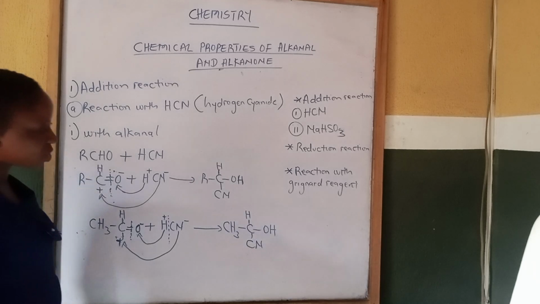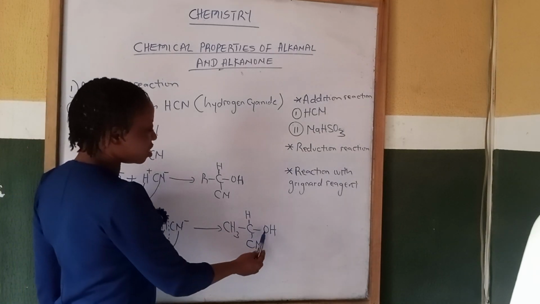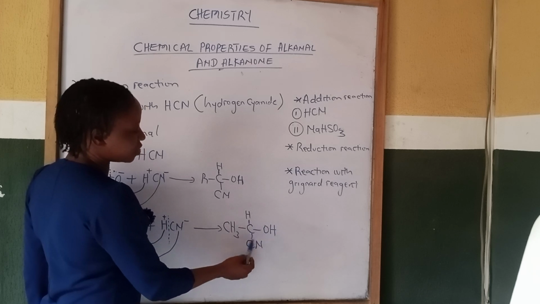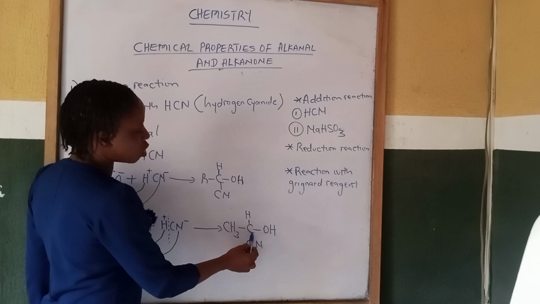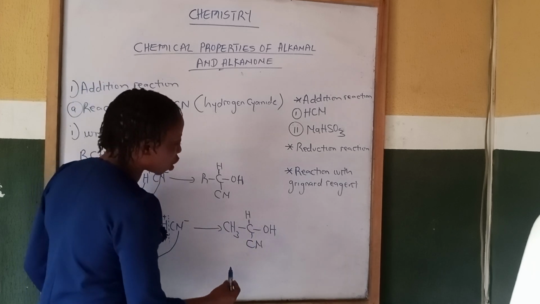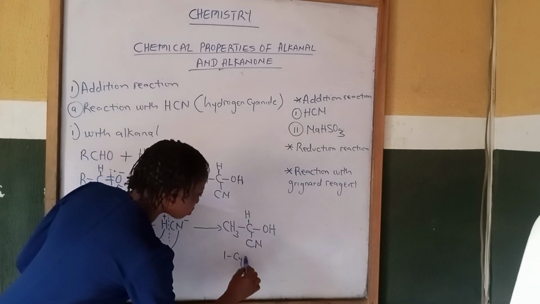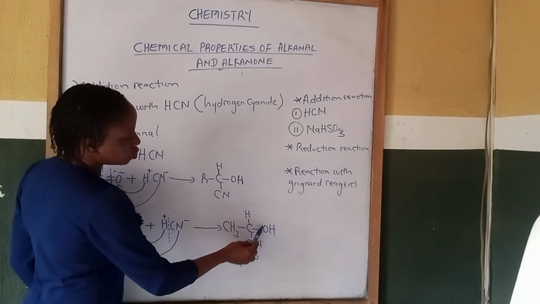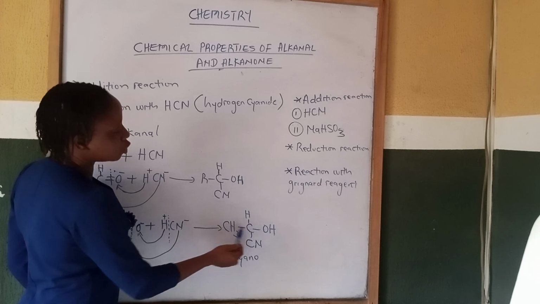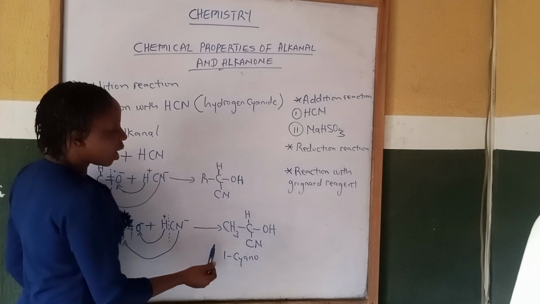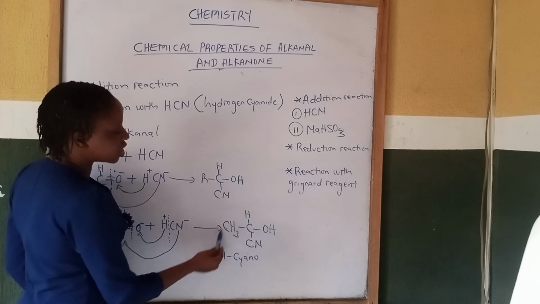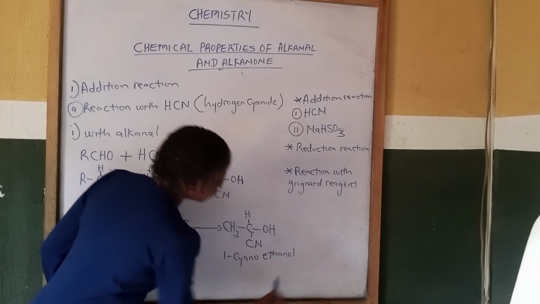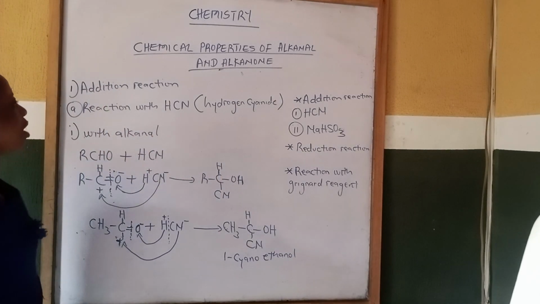So can we name these products now? This product is an alkanol, but the cyanide is on the first carbon atom. So what will you call it? One cyano. The name of this structure is ethanol, since you have two carbon atoms. An alkanol with two carbon atoms is called ethanol. So one cyano ethanol.